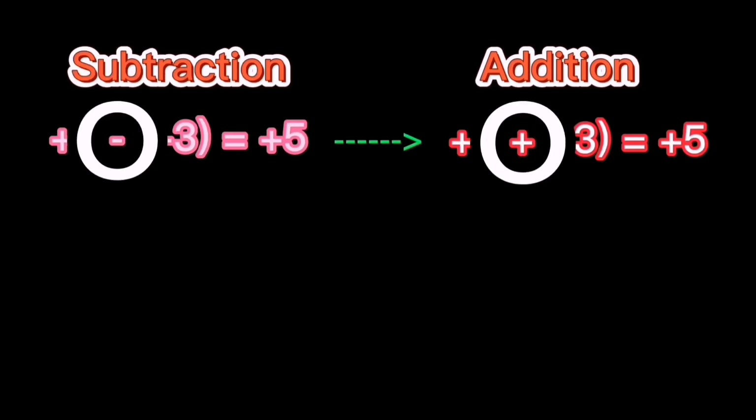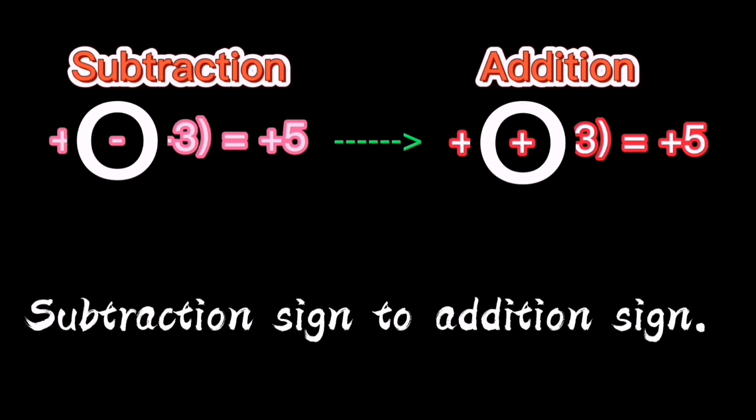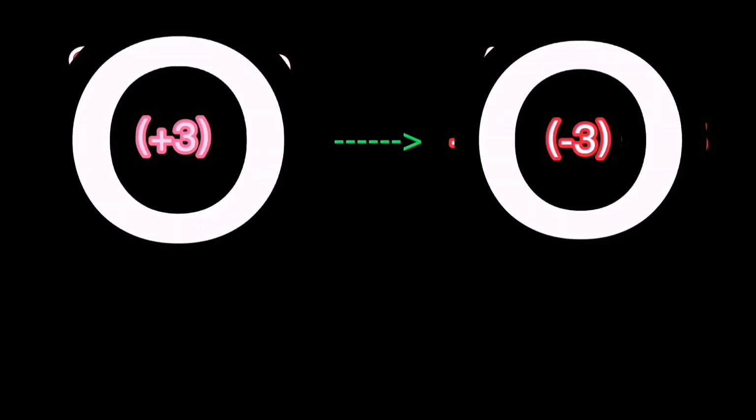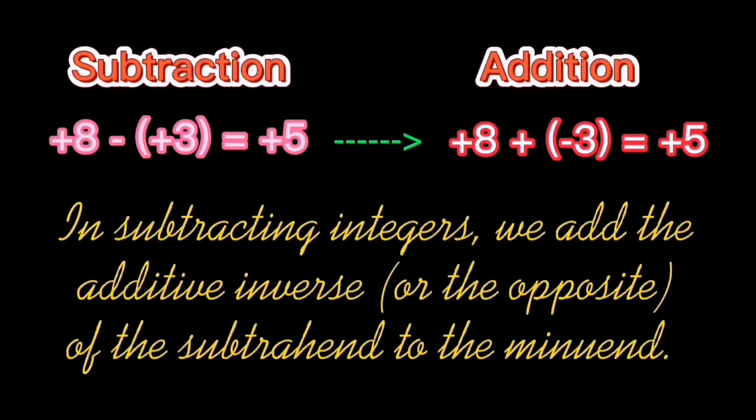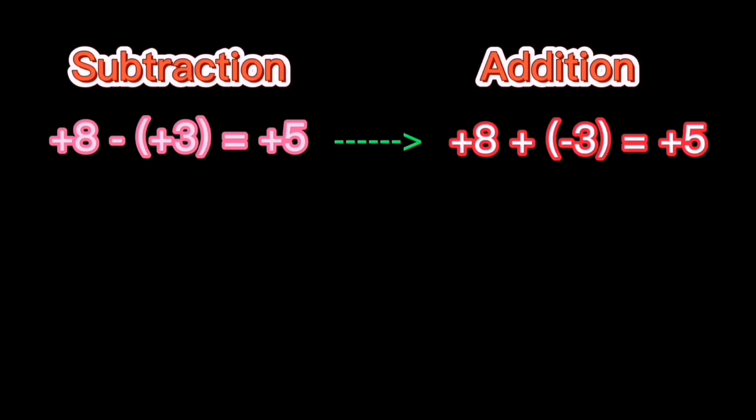Of course, the subtraction sign is changed to addition sign. And how about the subtrahend? Did the sign change? Yes. Therefore, in subtracting integers, we add the additive inverse or the opposite of the subtrahend to the minuend. But for some lazy mathematicians, well, it's just a pun.